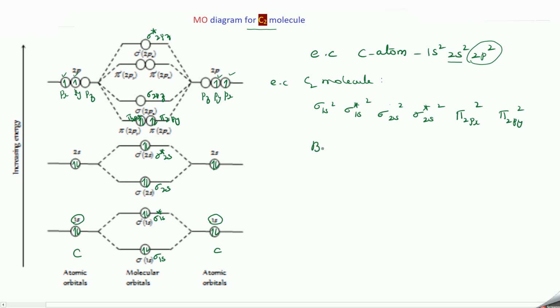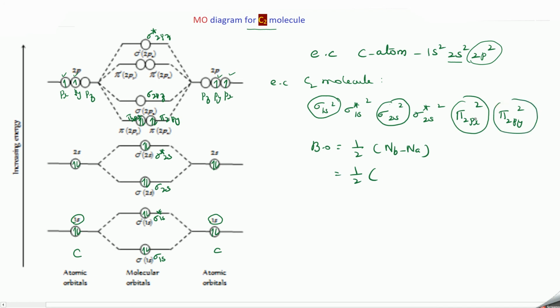Now you have to find out the bond order. Bond order is equal to half into Nb minus Na, half into the number of electrons in bonding molecular orbitals minus those in anti-bonding. Here 2, then here 2 and here 2, so you have 2, 4, 6, 8 electrons in bonding molecular orbitals, and in anti-bonding you have 2 here and 2 here, so 4. So you get 4 by 2, which is 2. Since the bond order is 2, we are getting a double bond between carbon and carbon.